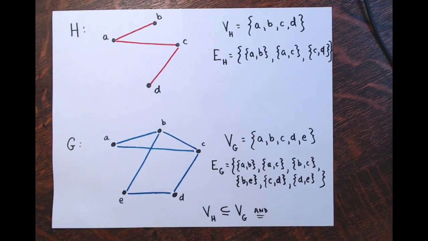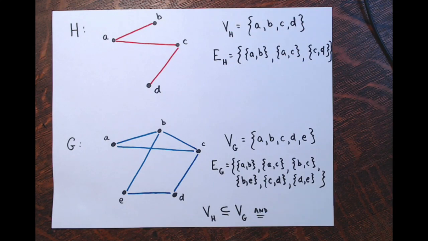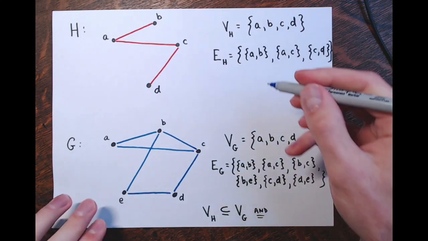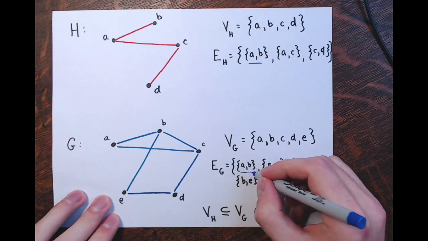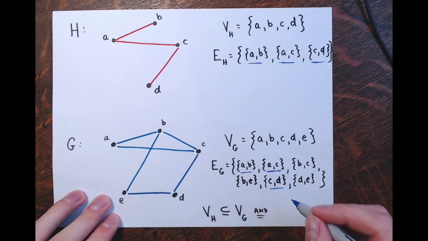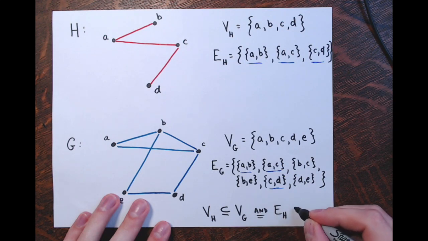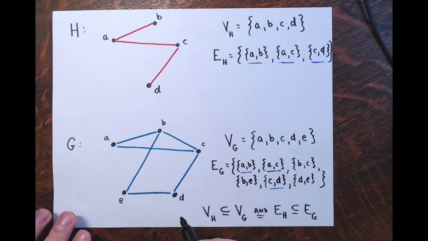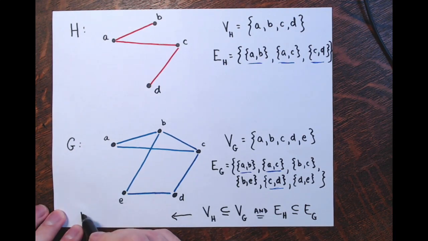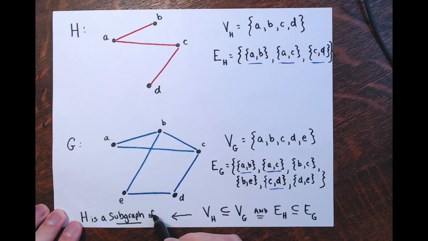Right? And look, every single edge in graph H is also in the edge set of graph G, right? This edge is here, this edge is here, this edge is here, right? So the edge set of H is a subset of the edge set of G. And again, if both of these things are happening, what they would say then is that H is a subgraph of graph G. Right?